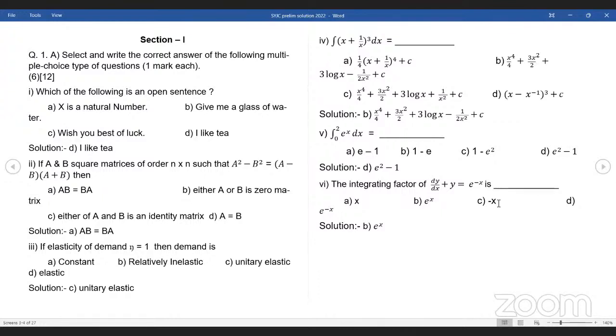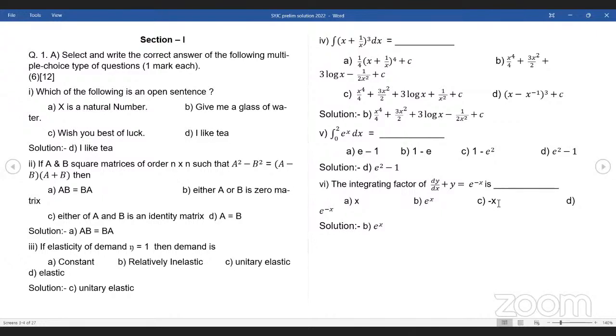Open sentence means it is not giving a yes or no answer. The answer changes from person to person; that is called an open sentence. So for this question, our answer is I like tea. So here, you write your answer with the option: D, I like tea.